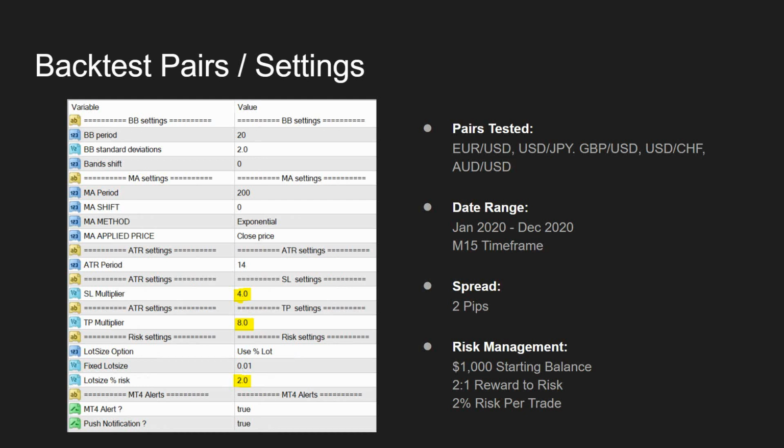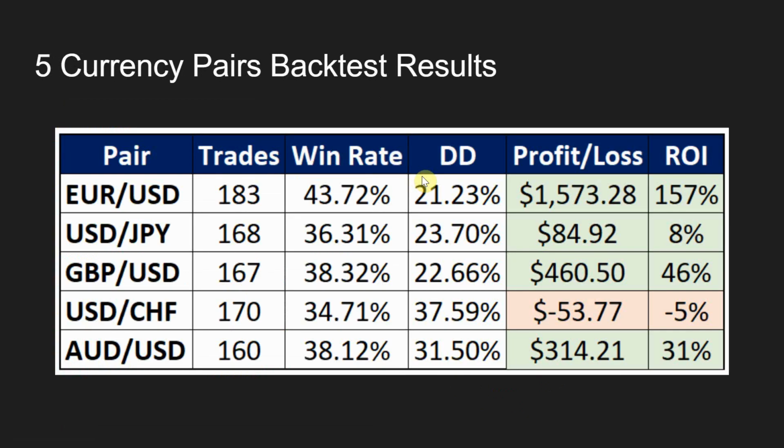In terms of risk management, we started with $1,000, and you can see here that I've gone for a 2-to-1 reward to risk and 2% risk per trade. That's identified with the stop loss at 4x the ATR and the take profit at 8x the ATR, and the difference between the two is obviously 2, giving us the 2-to-1 reward to risk. And then obviously the lot size, I've changed that from 1% to 2%. So without further ado, let's go into the results.